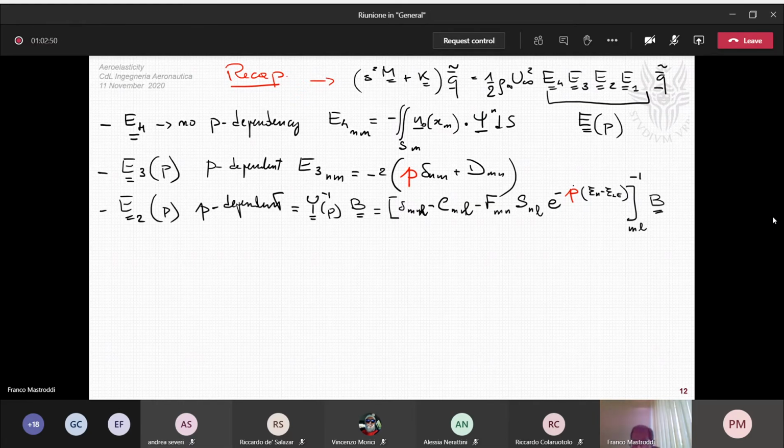Okay, this argument of the exponential in the dimensional variable is minus s by x in the wake point minus x in the trailing edge point divided by u infinite. This is the dimensional Laplace variable. This is the undimensional one by introducing p.